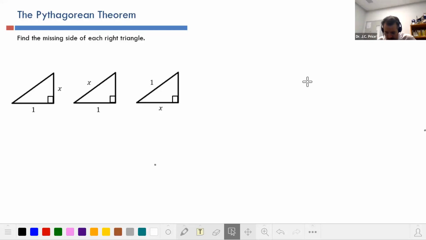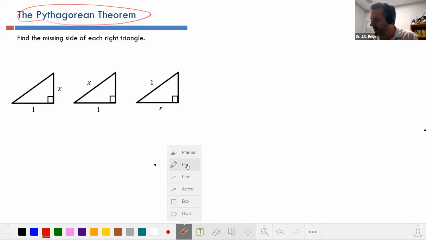And today we're going to continue on our journey with techniques of integration. And we're going to talk about something called integration with trigonometric substitution. But first, I want to make sure we're all on the same page with the Pythagorean theorem right here.